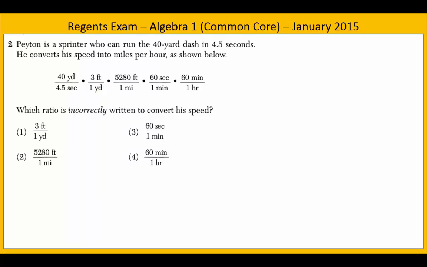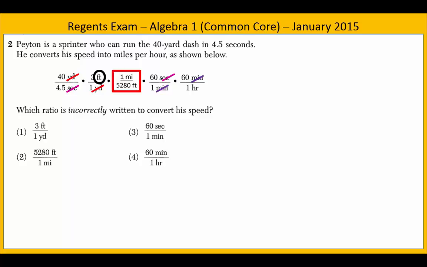For example, the yards units cancel out. We also see that the minutes units cancel out. The seconds units also cancel out. Remember, when we cancel units, we cancel one in the numerator to one of them in the denominator. However, notice that here I have feet. Both of them are in the numerator, and so the feet don't cancel out. This fraction here seems to be a problem.